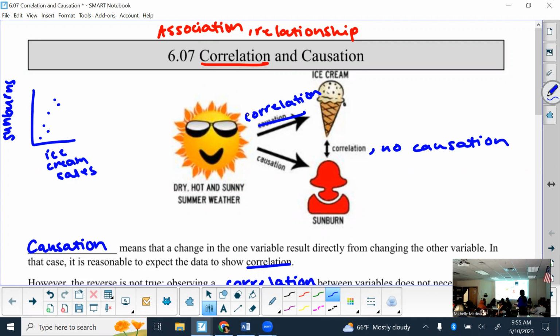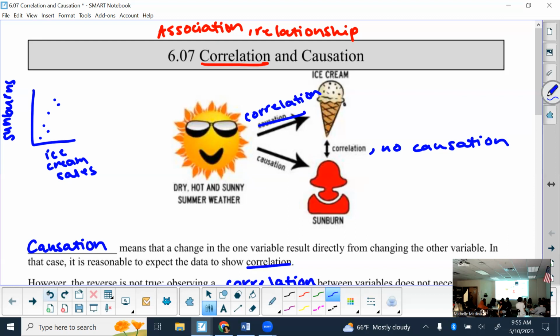But is there anything else that causes sunburns other than the sun? No. And it's proven. They did scientific studies that the sun causes sunburn, not something else. So between these two, there is causation, because that's proven. It's only the sun that causes sunburn.